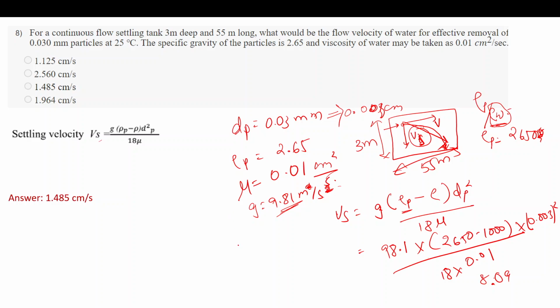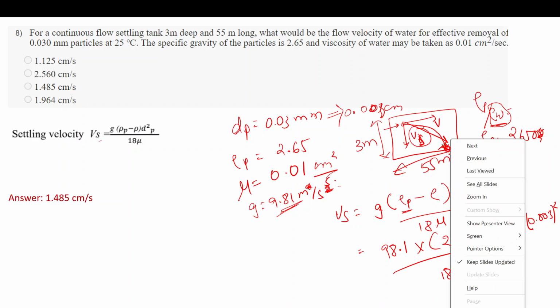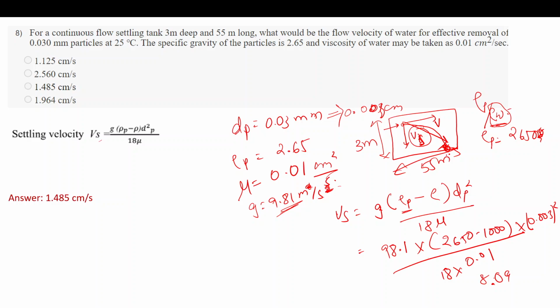Okay, so now if we equate the times required for horizontal movement and vertical movement before it settles, then up to this point the time taken for vertical distance travel and horizontal distance travel should be the same. Since velocity v equals d by t, time equals d by v. Okay, so now let's equate both the times required.